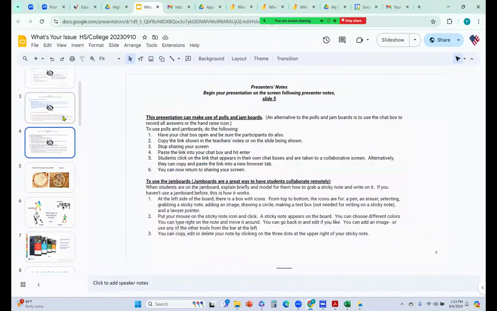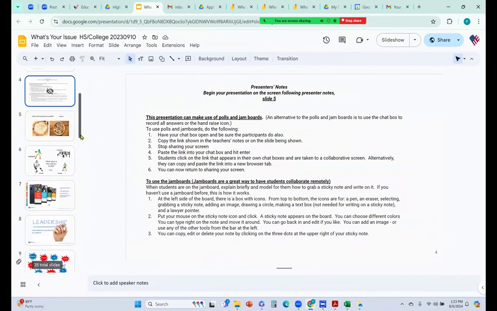Okay, so these are directions that you can go back to if you need them. They also give you very clear directions on how to use the polls and the Jamboards. So familiarize yourself with those first if you're going to be using those things.